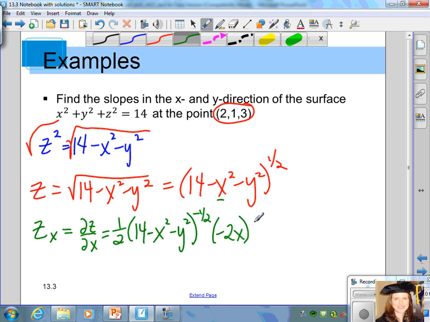This can be simplified, since the 1/2 and the negative 2 will simplify to a negative x in the numerator. All divided by all this to the negative 1/2 power, which is the same thing as the square root of 14 minus x squared minus y squared. That's the partial derivative with respect to x. Let's go ahead and find the partial derivative with respect to y.